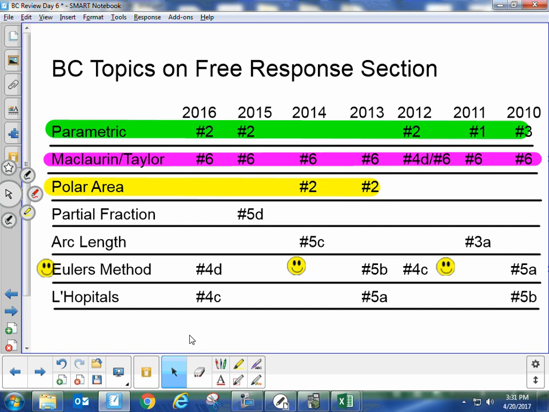Now, there's a third question that is half AB and half BC. Okay? And this is a BC only question. However, it's not all BC material. And this is where they throw in some different things. You see Euler's method shows up, but it's just one part of the question. The rest of the question is AB material. Partial fractions showed up, arc length showed up, L'Hopital's has showed up. Okay, but really it's parametrics and it's Maclaurin and Taylor. That's what we have to focus on for free response from BC.